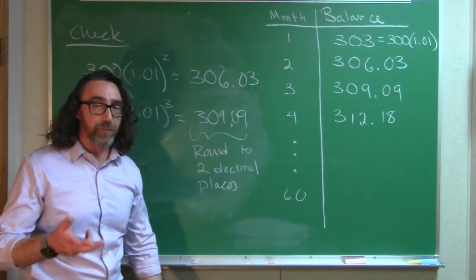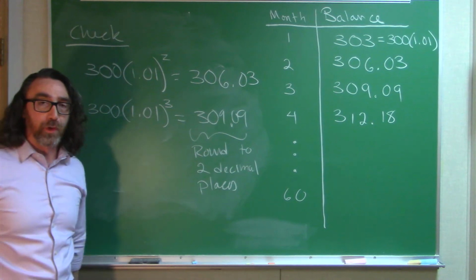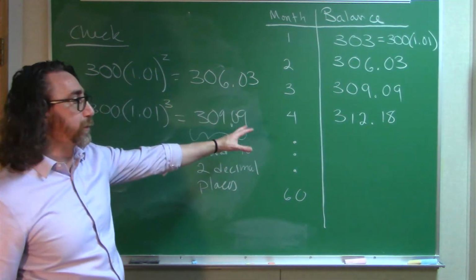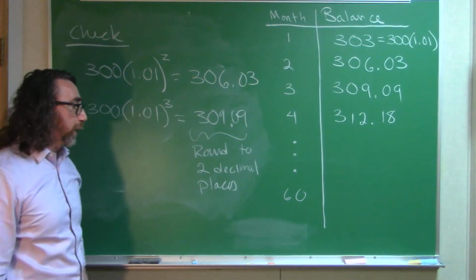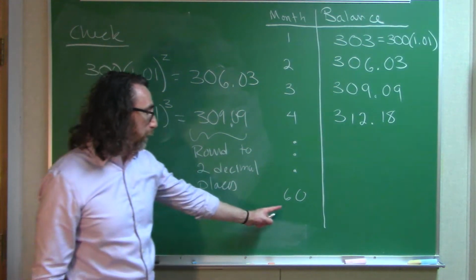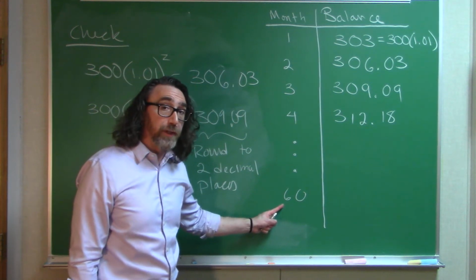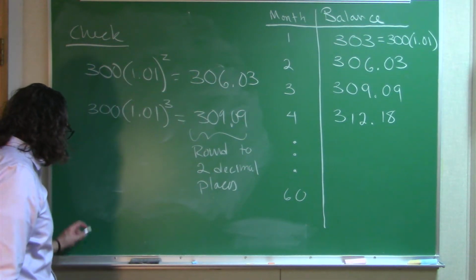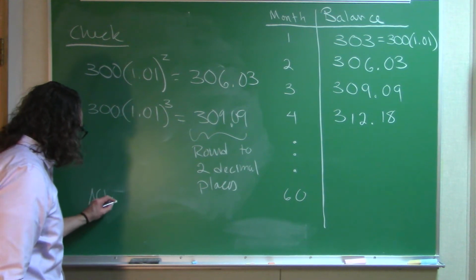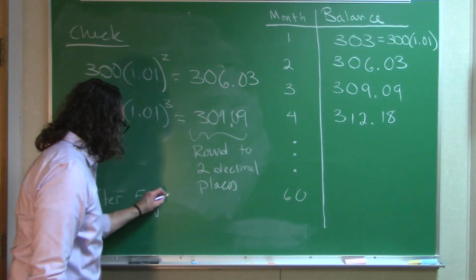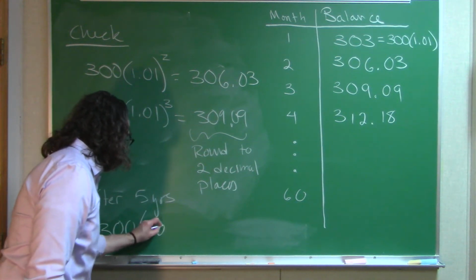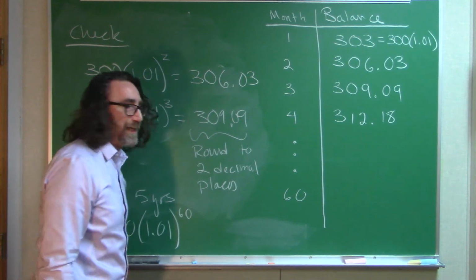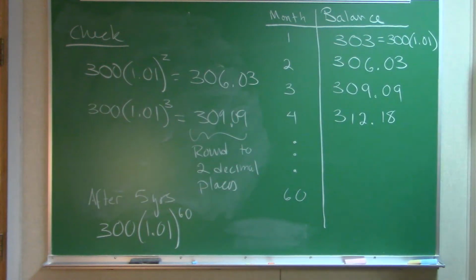Okay, the smallest amount of money is 1 penny. So when you're dealing with money, your final answer should always be rounded to 2 decimal places. Okay, so the way we would figure out the balance after 5 years is we would take $300 times 1.01 to the power 60. Okay, let me grab my calculator and we'll go ahead and do that computation.